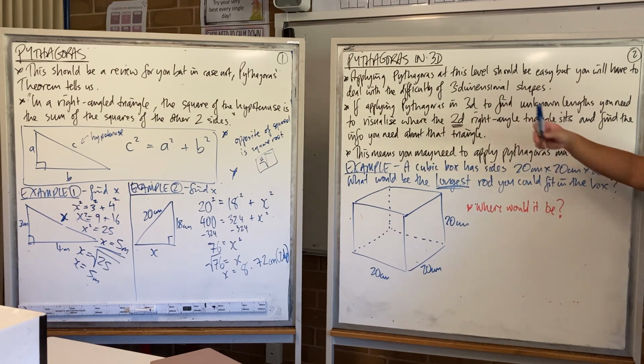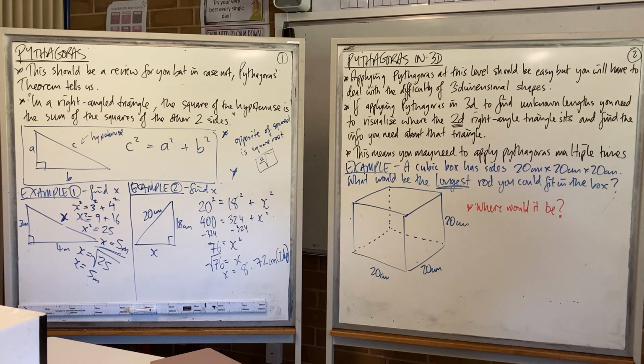Applying Pythagoras at this level should be easy if it's only 2D, but you need to deal with 3D. If you apply Pythagoras in 3D, you need to visualize where the 2D triangle sits. This means you may need to do Pythagoras multiple times. So I've got a situation here, I have a cubic box. These sides are all 20 centimeters, so it's 20 by 20 by 20. If I wanted to fit a stick or a rod in there, what's the longest possible rod you can fit in that box? Is anyone game?